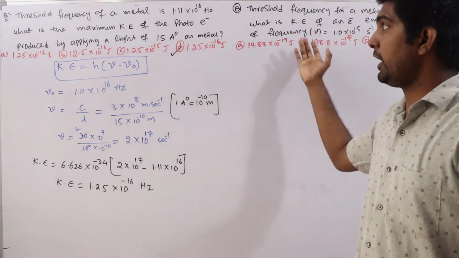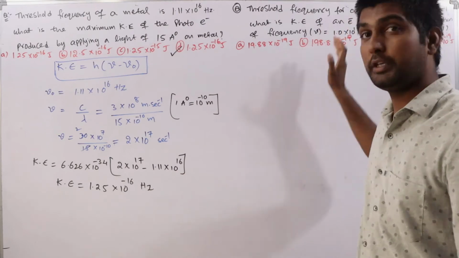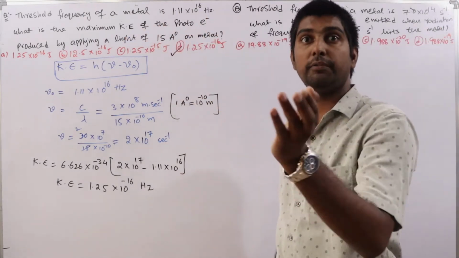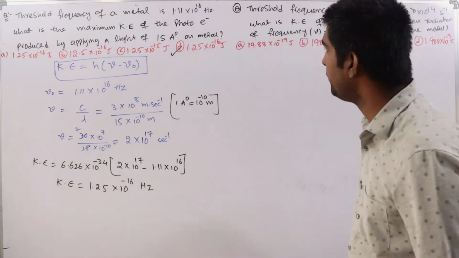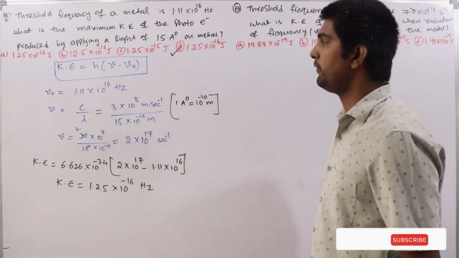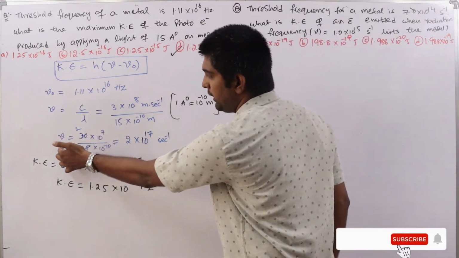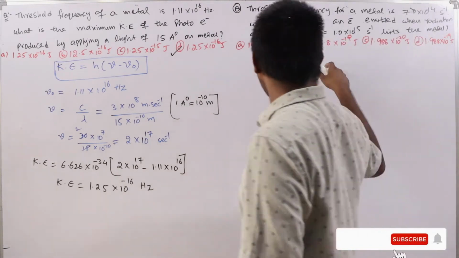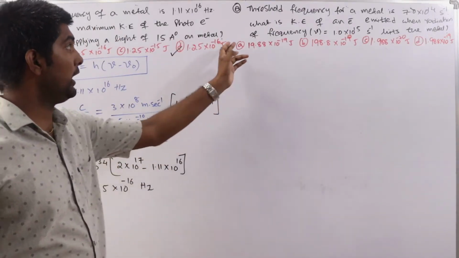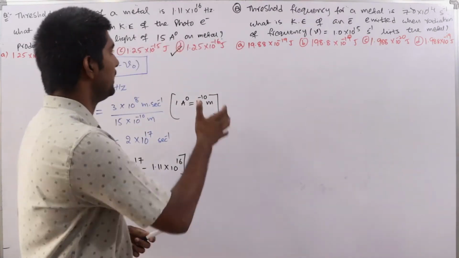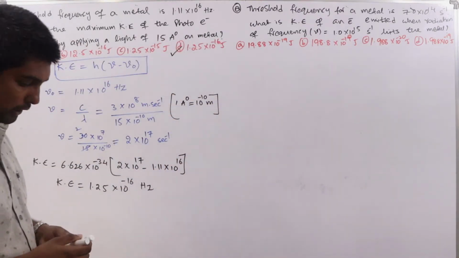In both cases they have provided the threshold frequency, but in the first problem they didn't provide the frequency of the light falling on the metal. Okay, they have provided the wavelength instead of frequency. So first we calculated the frequency of the light falling on the metal, but here directly they have provided the frequency of the radiation which is falling on the metal. That is the difference between these two models.